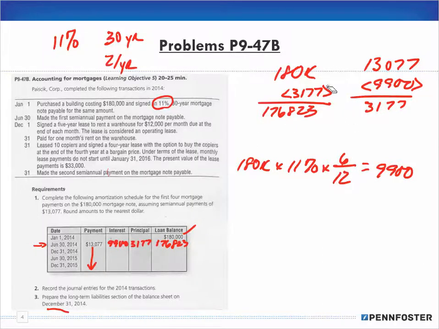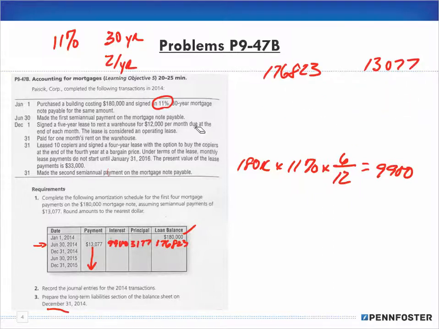Okay. So now we have a new loan balance. Our new loan balance is $176,823.